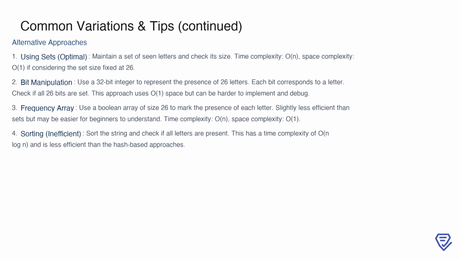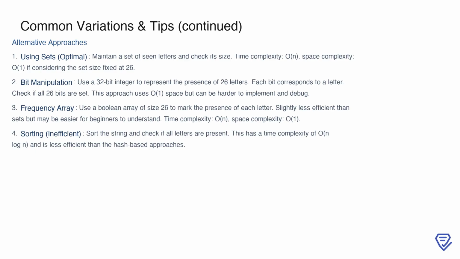Now let's explore some alternative approaches to solving this problem. The most optimal method is using a set to track the letters you've seen. By adding each letter to the set and checking its size, you can determine if all 26 letters are present. This approach has a time complexity of O(n) and a space complexity of O(1) if you consider the set size fixed at 26.